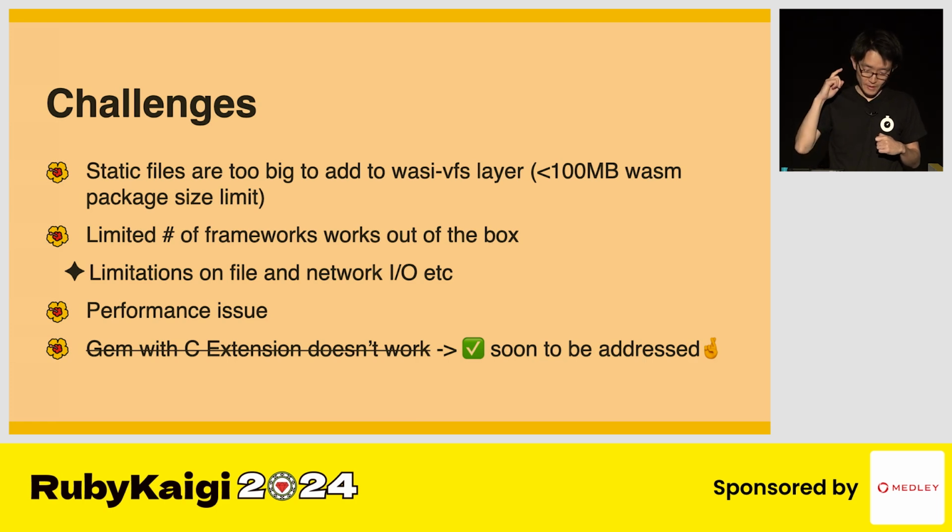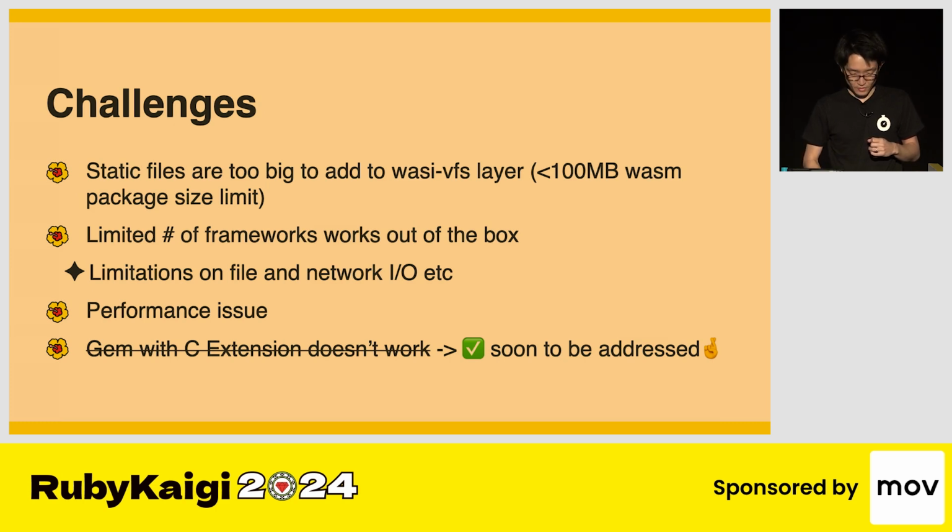The first one is that the static files were bigger than I expected initially. Imagine that a blog application should have imagery, like pictures, CSS, and JavaScript. The pictures are the biggest binary, but if the WASM file size gets too big, like more than 100 megabytes, then I cannot upload it to the Fastly network. So that was one limitation I needed to think about. Also, the limited number of frameworks that work out of the box.